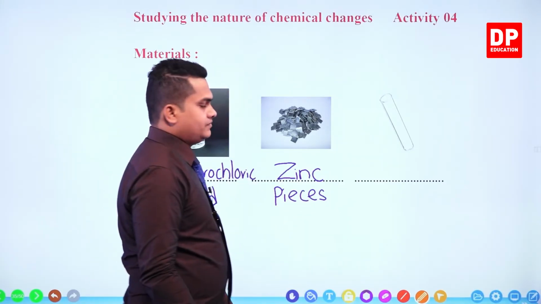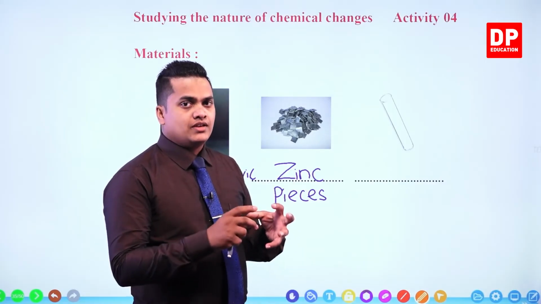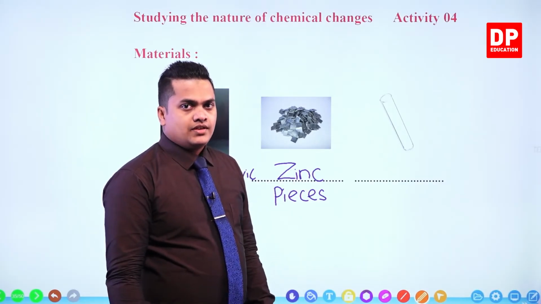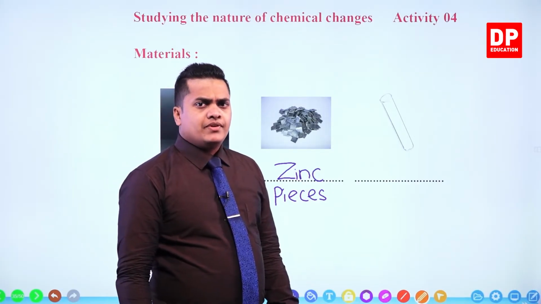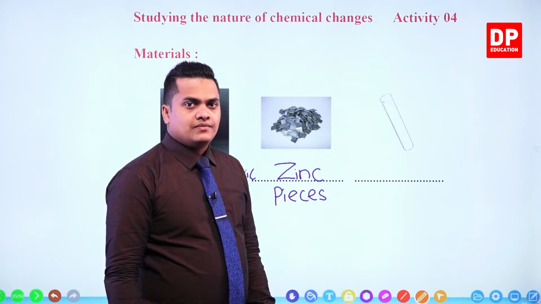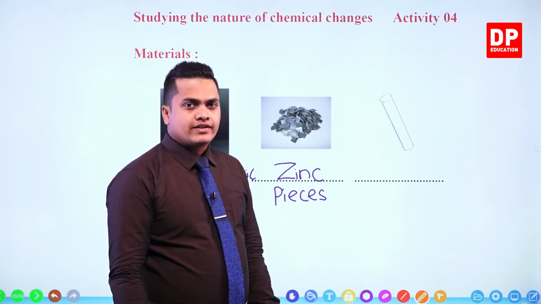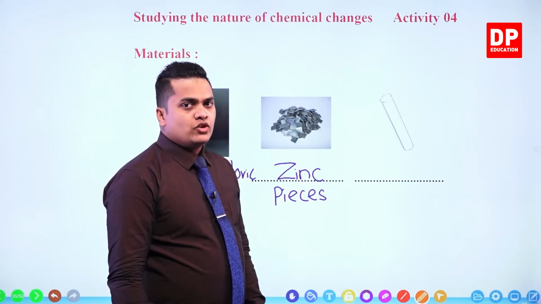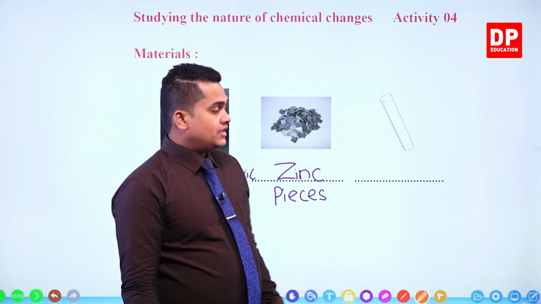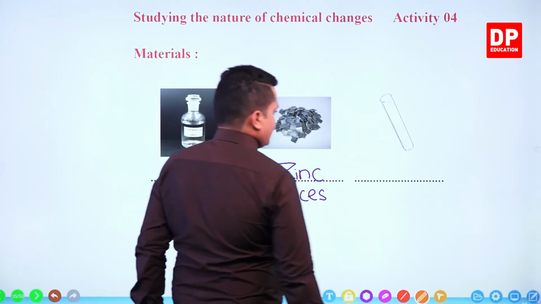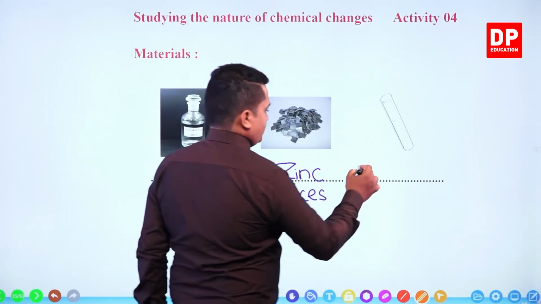zinc pieces. You can cut these things into smaller pieces by using a pair of scissors, right? Sometimes in the lab there are zinc granules as well. Granules means small bits of pieces, zinc granules. However, you'll be needing pieces of zinc as the next material. Then number 3, to mix these things together, we'll be needing a boiling tube.